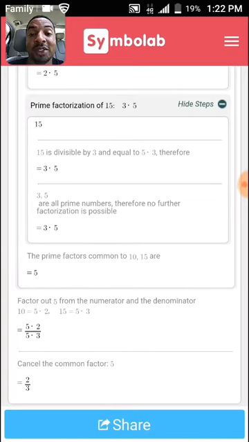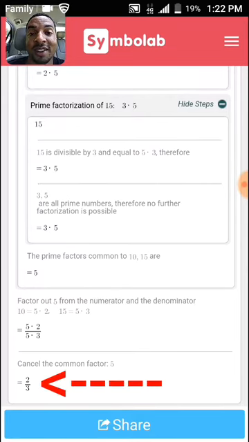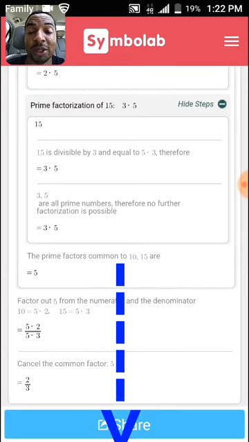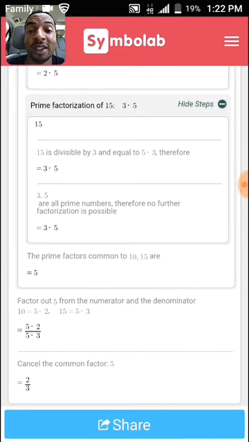The prime factors of 10 and 15 are 5 times 2 and 5 times 3. And so the common factor 5 cancels out when we set this fraction up, and we have 2/3. If you have any questions, remember, always comment in the comment box below, and I will get to you ASAP. Let's try a few more.